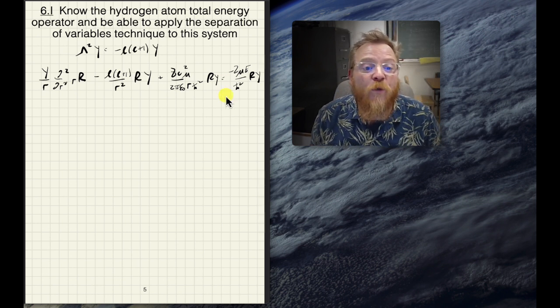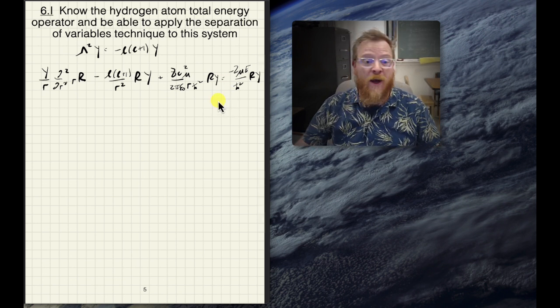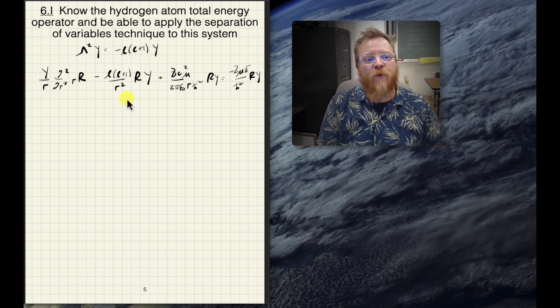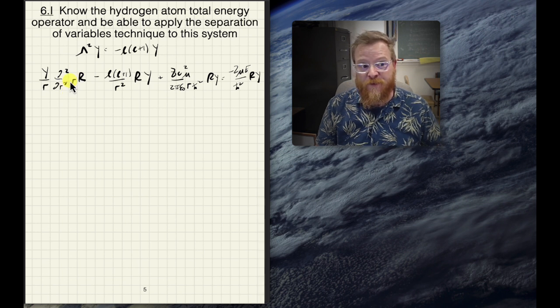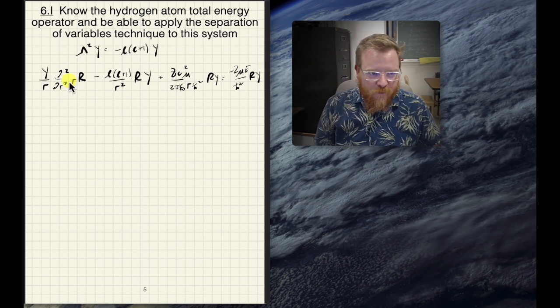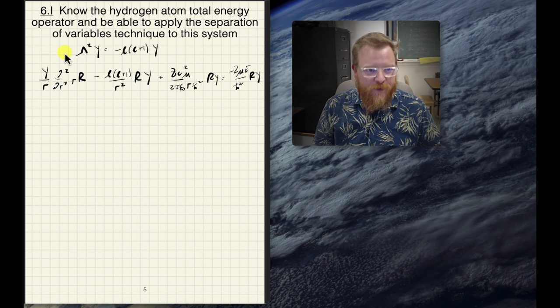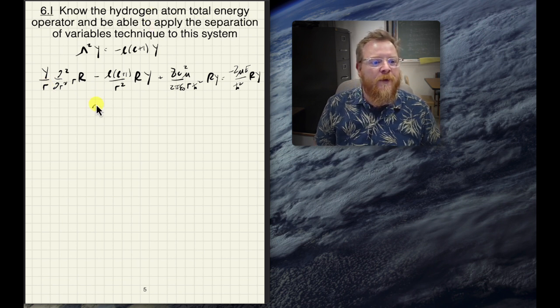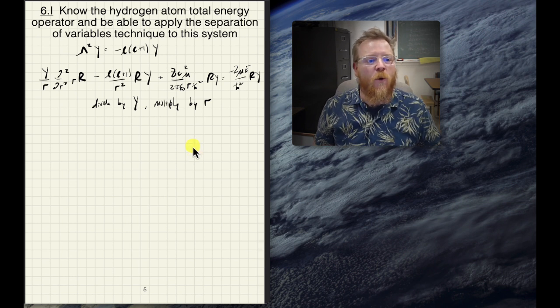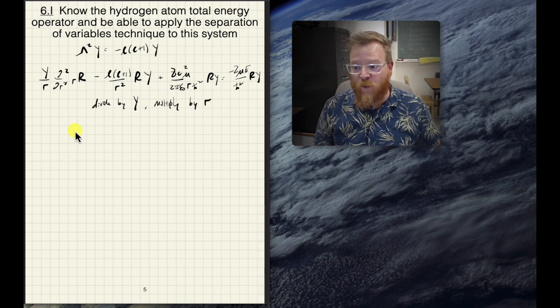So now hopefully I can see that I am able to eliminate y. I can't eliminate r because I have an operation here where I have to take the second derivative in r. I'm also going to multiply everything by r to clean up this mess in front. So we're going to divide by y, multiply by r. And in doing that, I end up with the following.